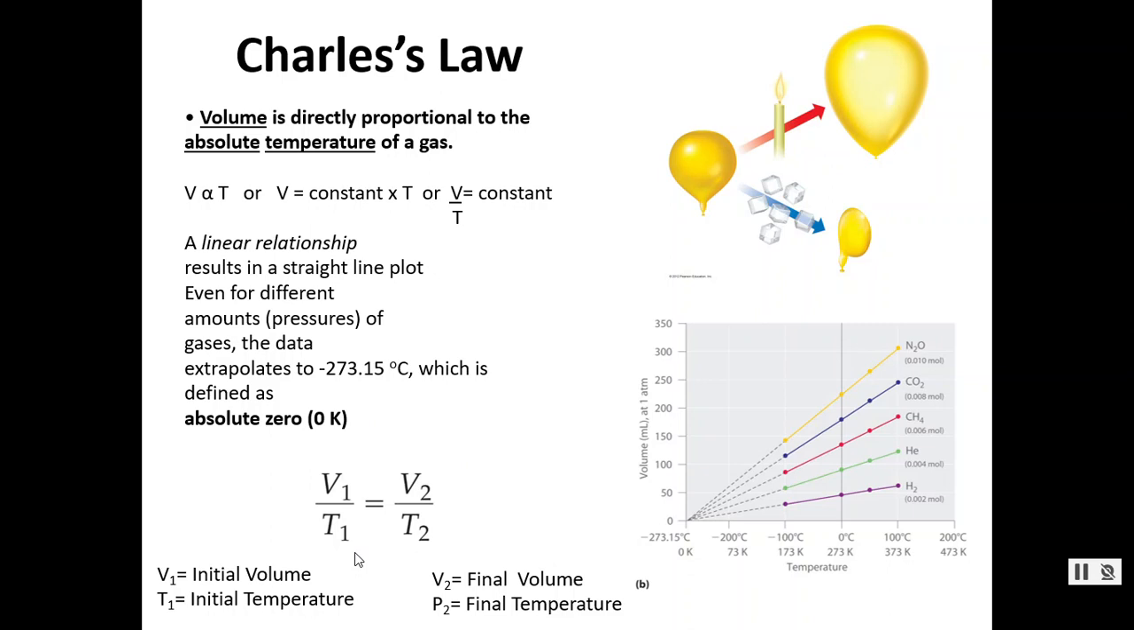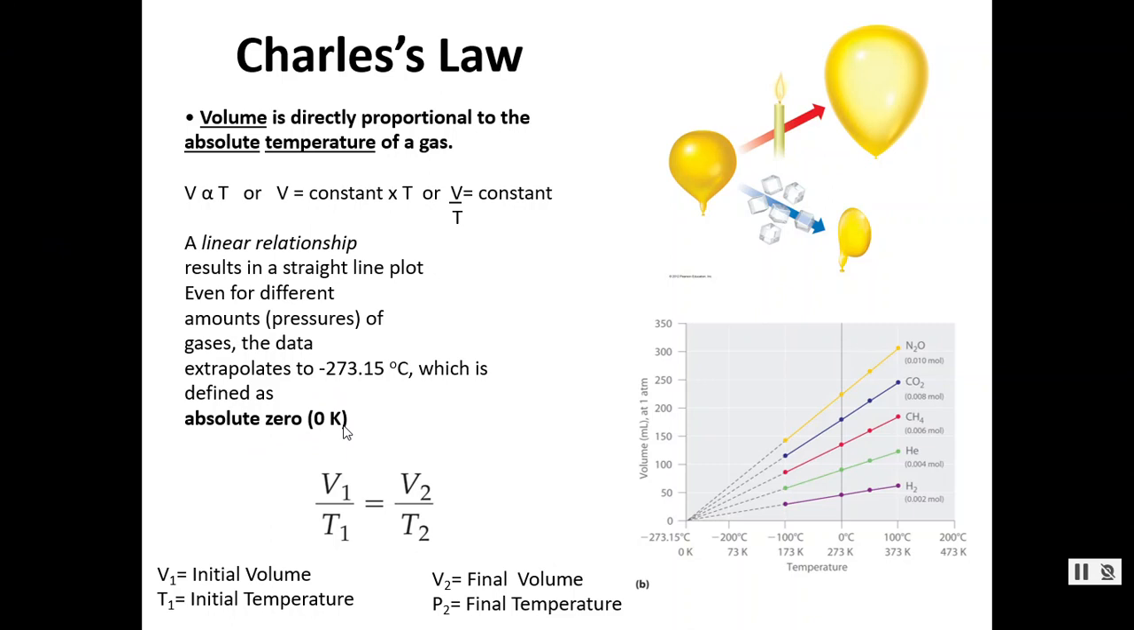Mathematically, that expression is V1 over T1 is equal to V2 over T2, where 1 represents initial and 2 represents final. The other important point from this slide is with regards to units and temperature. When doing any gas law problems, not just Charles's Law, but any of the other gas law problems that we do in this chapter, the unit for temperature must always be in Kelvin.